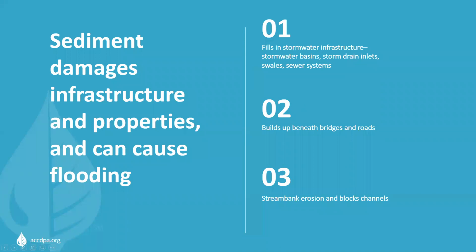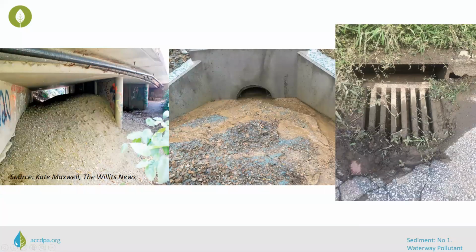Sediment messes with stuff we use too. It damages stormwater infrastructure, roads and bridges, and can cause flooding. Sediment can overwhelm infrastructure, including bridges and the systems that manage stormwater. It isn't hard to imagine this stormwater inlet pictured in the middle holding up flow during a storm and overtopping the banks of the stream to flood the street, or the photo on the right causing street level flooding nowhere near a stream.